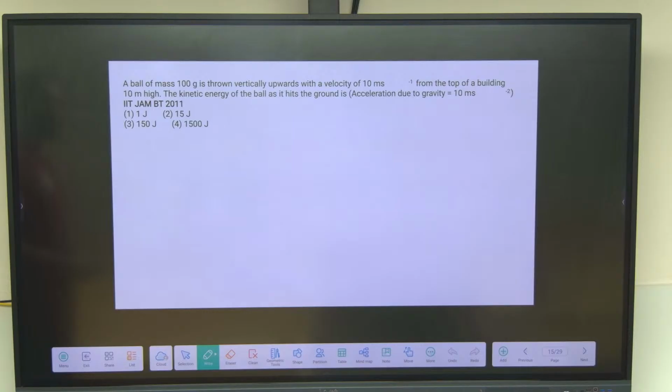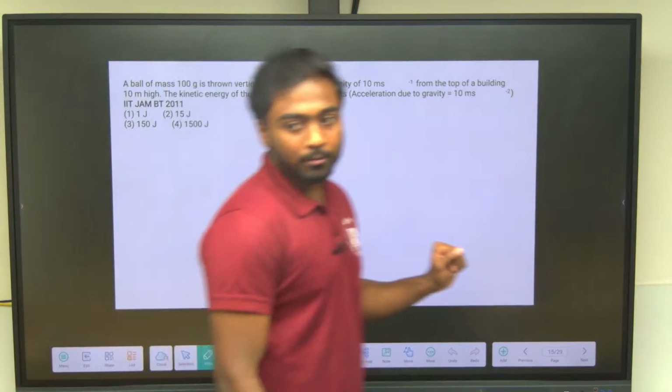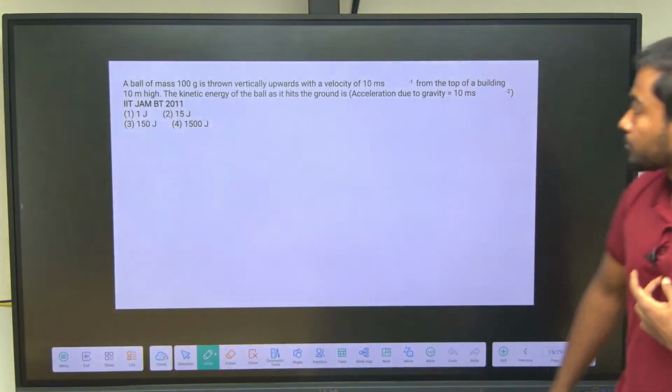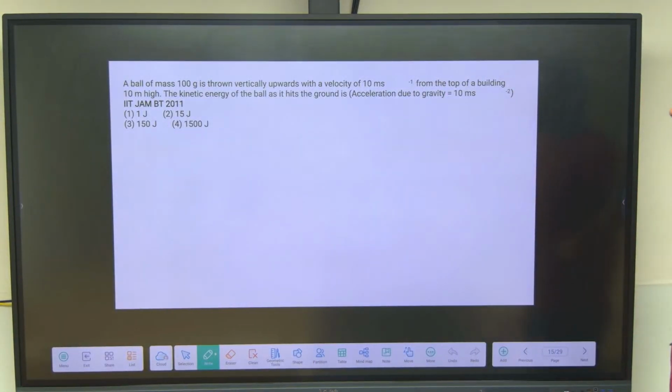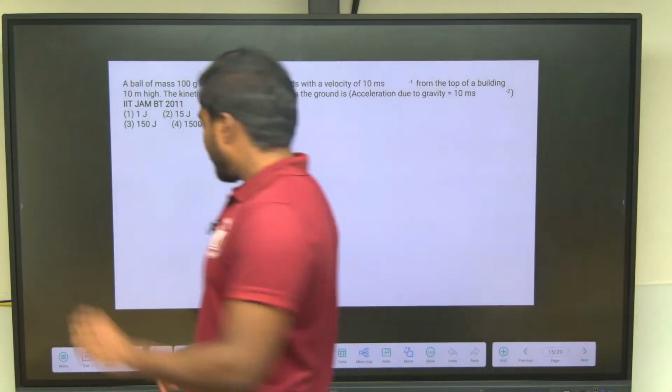A ball of mass 100 gram is thrown vertically upward with a velocity of 10 meter per second from the top of a building 10 meter in height. What is the kinetic energy of the ball as it hits the ground, with acceleration 10 meter per second square? So I'll equate the potential energy at the highest point to the kinetic energy. I'll give a hint, wait.